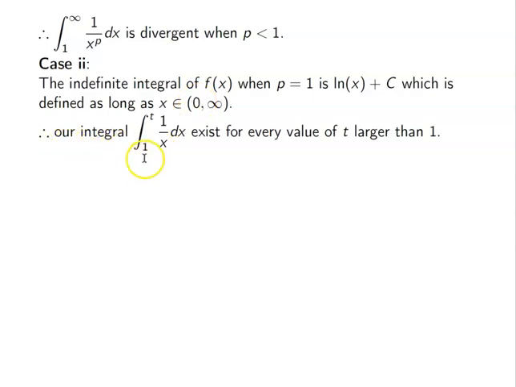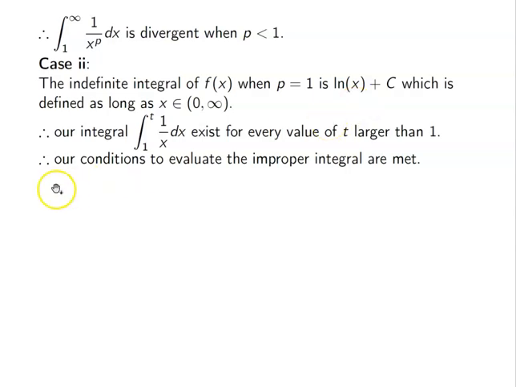So our integral from 1 to t of 1 over x dx exists for every value of t that's larger than 1, because only 1 and above is inside of my interval of existence. I would just have to be careful at 0, which I don't have to worry about. The integral of this is natural log, and since we're bounding it, we don't have to use the plus c. It's just the generalized indefinite integral of 1 over x, natural log. So all of the conditions are met here. I'm outside of these bounds, so everything exists.